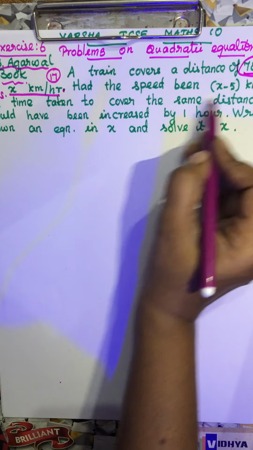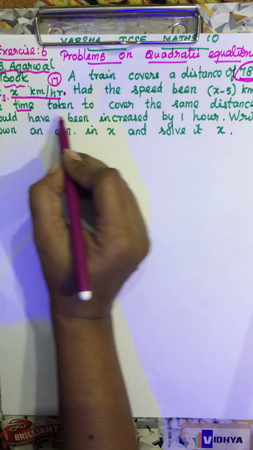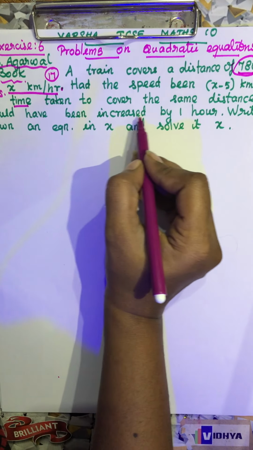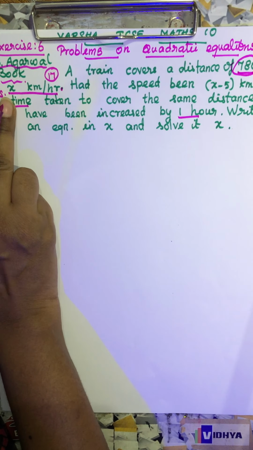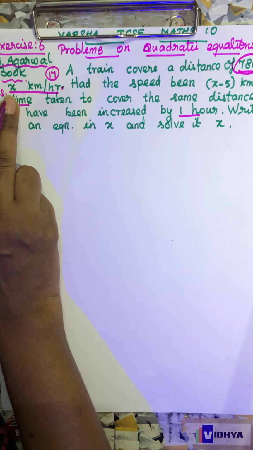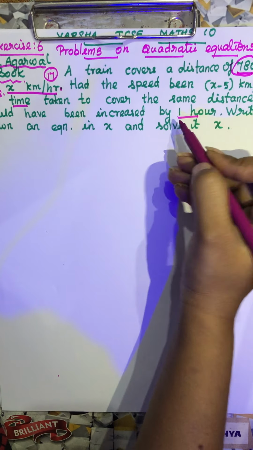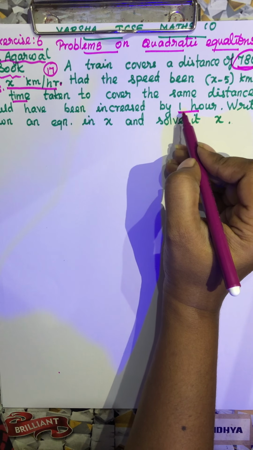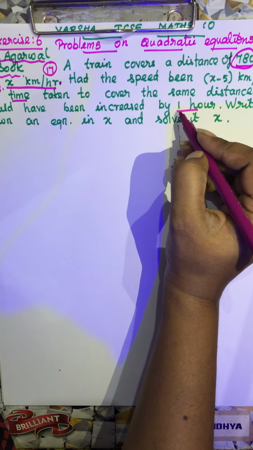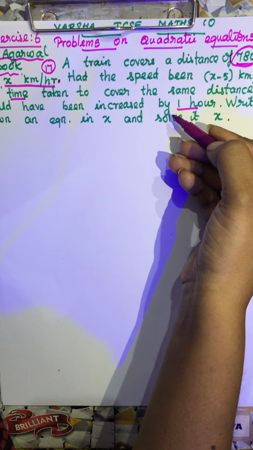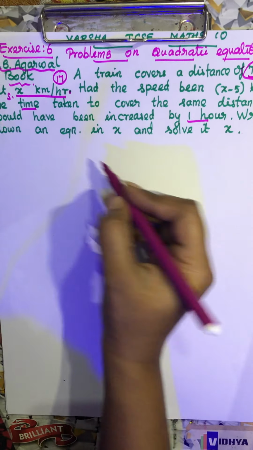The time taken to cover the same distance would have been increased by 1 hour. Since the speed x is reduced by 5, the time is increased by 1 hour. Because the speed is reduced, automatically the time will increase. So this is the concept. Now go to the sum.